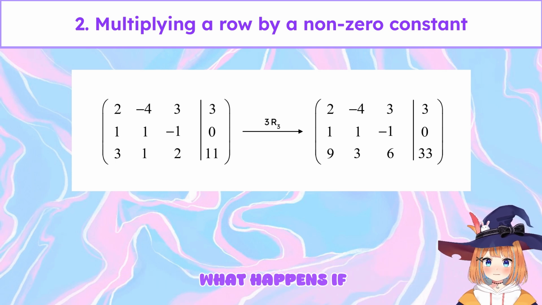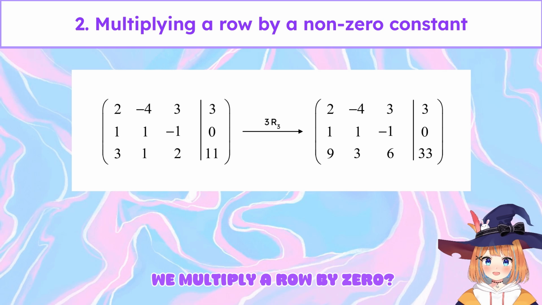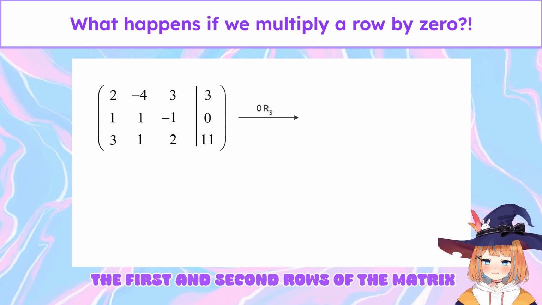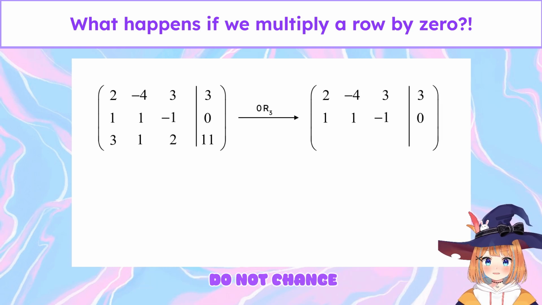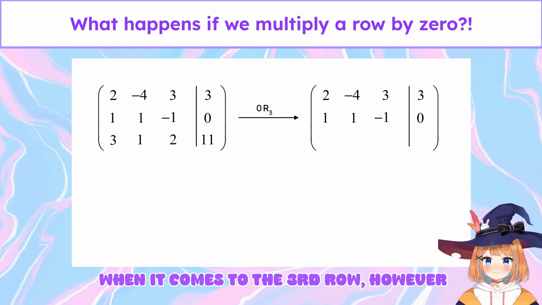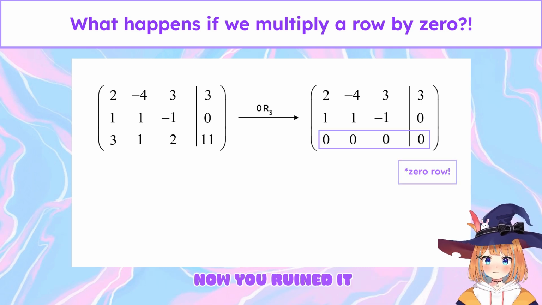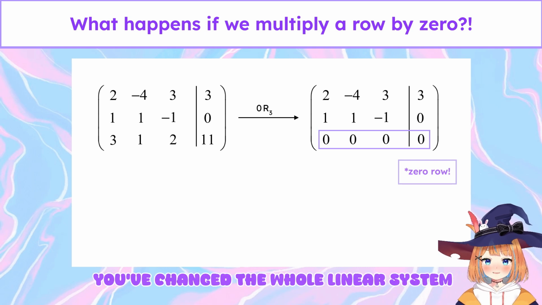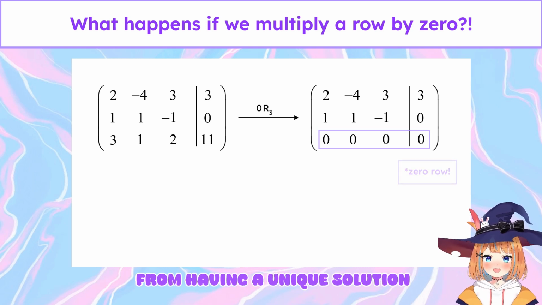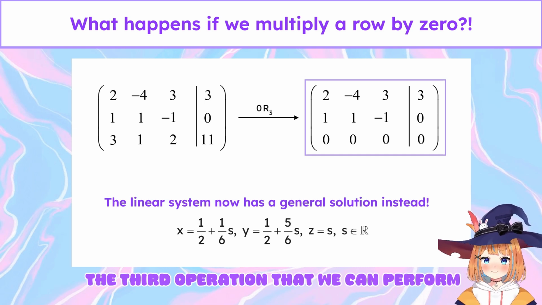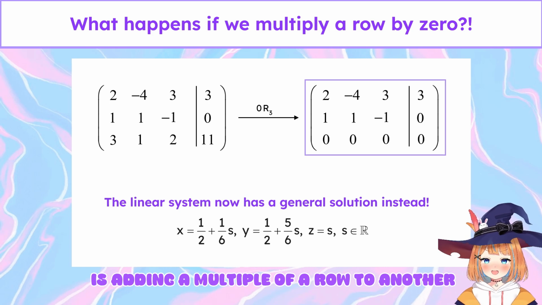Now, what happens if we multiply a row by 0? In the given augmented matrix, let's say we want to multiply the third row by 0. The first and second rows of the matrix do not change. When it comes to the third row, however, it will become a 0 row. Good job! Now you've ruined it. You've changed the whole linear system from having a unique solution to a general one. Way to go, genius!